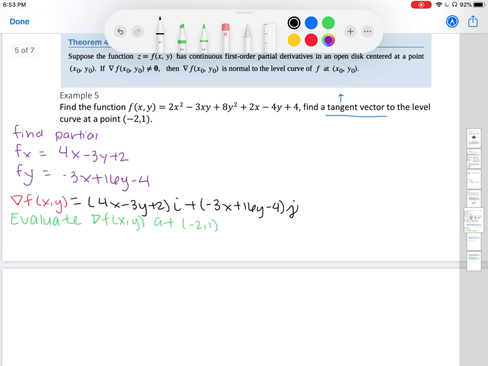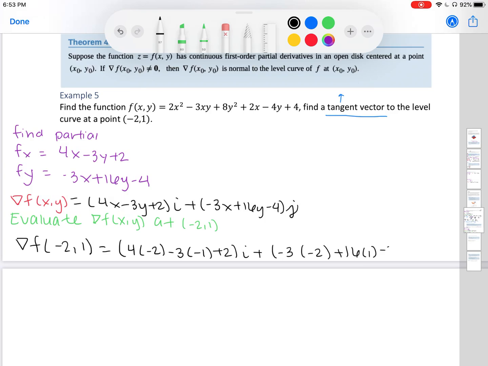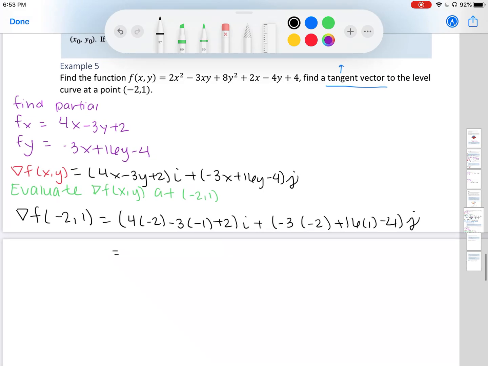So we just plug those in so that we get del f at negative 2, 1 is equal to (4 times negative 2 minus 3 times 1 plus 2)i plus (negative 3 times negative 2 plus 16 times 1 minus 4)j. So that gives us negative 9i plus 18j.